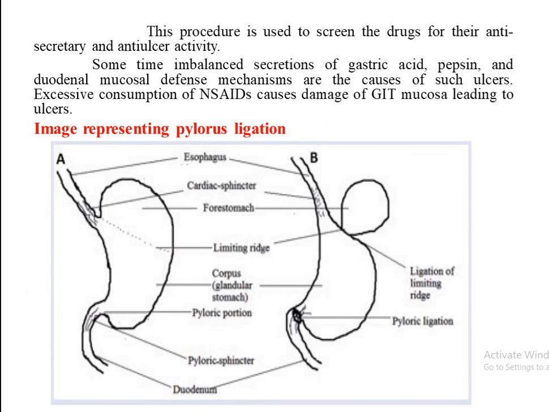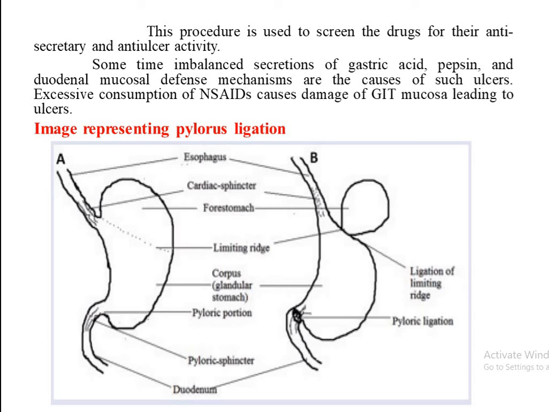So this image represents the site where we ligate, meaning with thread we will put a knot here. The gastric content, due to the effect of stress, will not move further and will accumulate in this area, and will cause ulcer in this wall. So this is the normal mechanism, and the same thing I will discuss for the Pylorus ligand. Is it clear to you how the ulcer forms with Pylorus ligand? How is the NSAID induced ulcer produced?